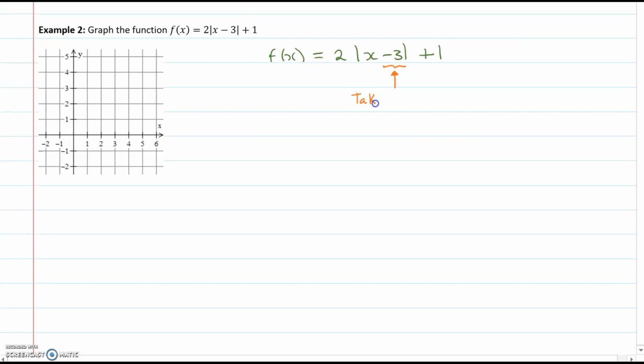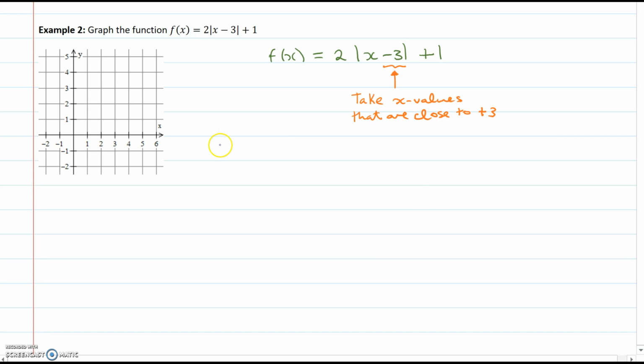So use x values that are close to 3, and it's positive 3. If we have a minus in here, x minus 3, then we're going to use values that are close to positive 3. And similarly, if we had a plus inside the absolute value signs, we would use the minus out here. So let's begin, and let's draw our table.